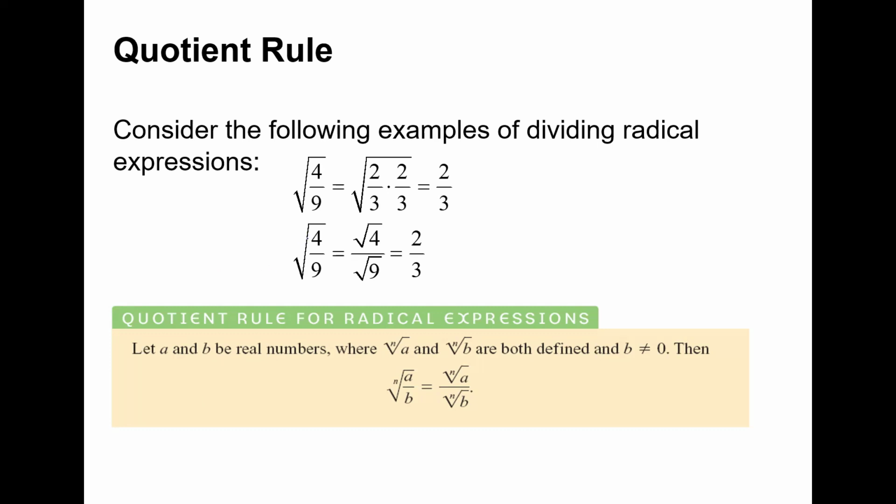Or we could say, well, let's change that into the square root of 4 over the square root of 9. Well, the square root of 4 is 2, the square root of 9 is 3. We have our answer that way. Both ways work, but that gives us the quotient rule for radical expressions.